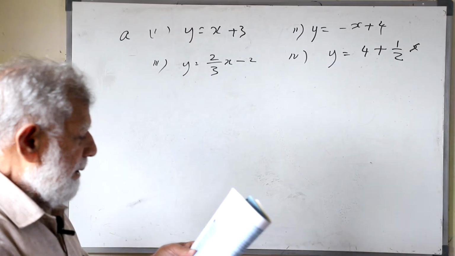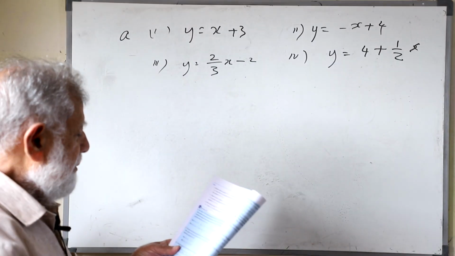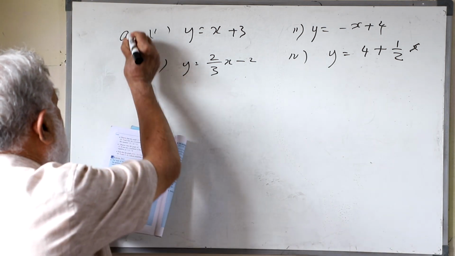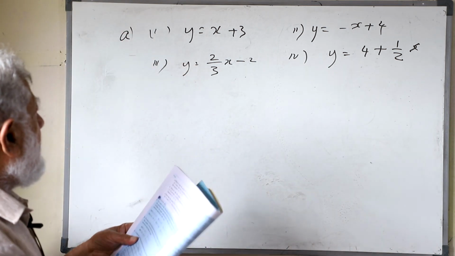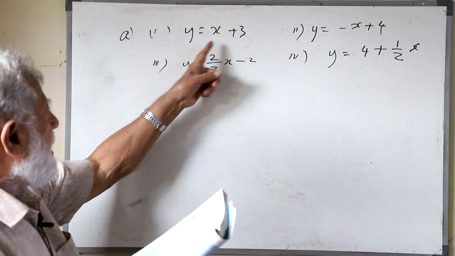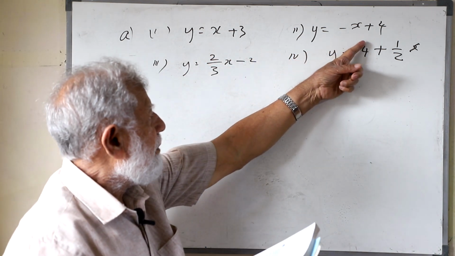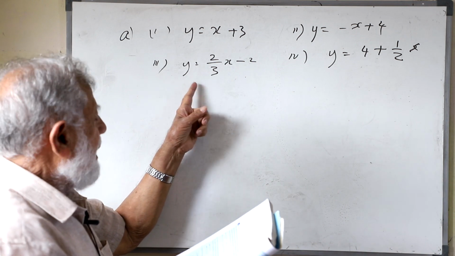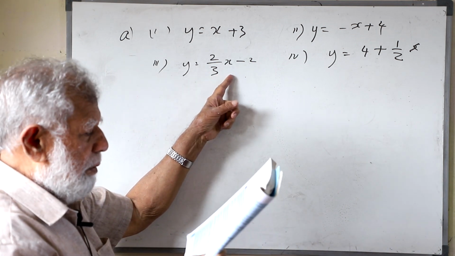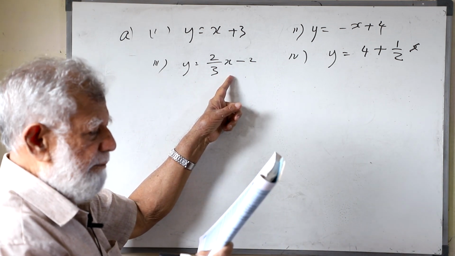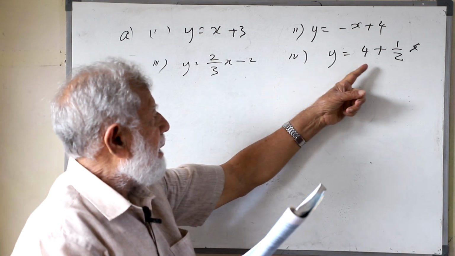Now, in the first exercise, they are divided into A and B. So A: first one, y is equal to x plus 3. Second one, y is equal to minus x plus 4. Third one, y is equal to 2/3 x minus 2. And fourth one is y is equal to 4 plus half x.